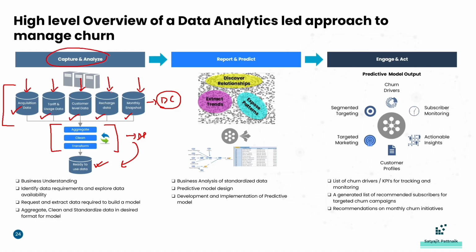So the first step is always capture and analyze, and this is a major step where data analysts work. Business understanding is a must. Identify data requirements and explore data availability. Request and extract data required to build a model. Aggregate, clean, and standardize data in desired format for model. Now, once your data is ready, then comes the next step, which is report and predict. The first step is always performed by the data analytics team. This particular step, report and predict, sometimes it is only handled by the data analytics team. Sometimes it is accompanied by the data science team as well.